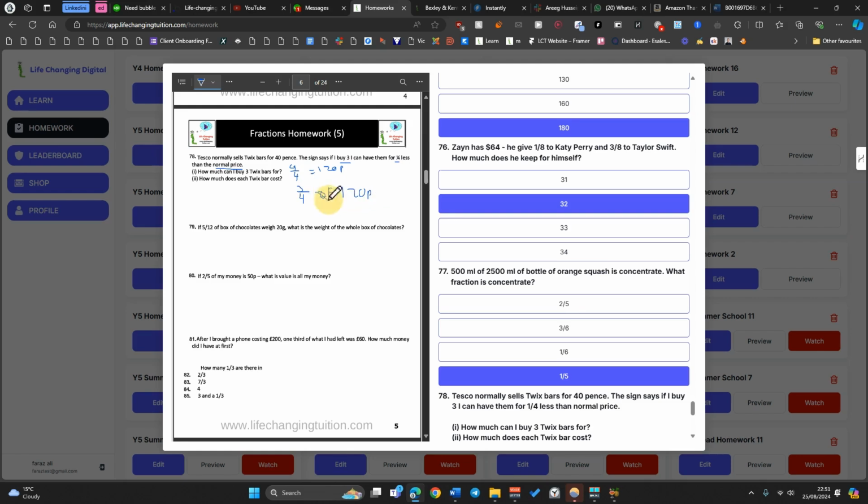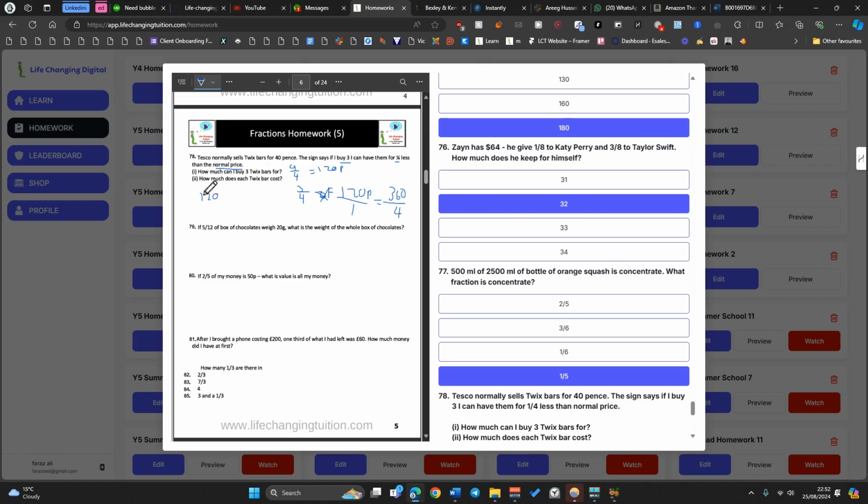So 3 times 120 is going to be 360 over the 4, because 4 times 1 is 4. And this is how much we're going to buy the 3 Twix bars for. Now if we divide 360 by 4 to simplify it, I believe we'll get 12.